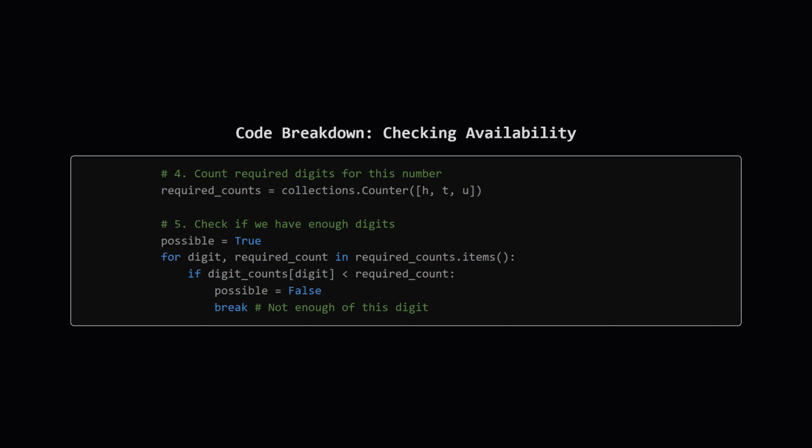Now for the number we're currently looking at, like 320, we figure out what digits it needs. We use the Counter again on its digits to get the required counts. Then, we assume it's possible to make this number, setting can_make to true. We loop through each digit required by num, like 3, 2, 0, and its required count. We compare this required count to the count we have available in our original inventory, the digit counts we made at the start. If, for any digit, our available count is less than the required count, then it's impossible. We set can_make to false, and we can stop checking for this num.